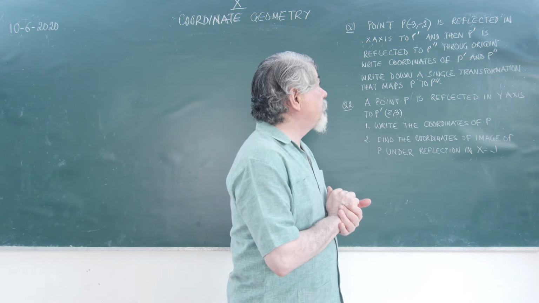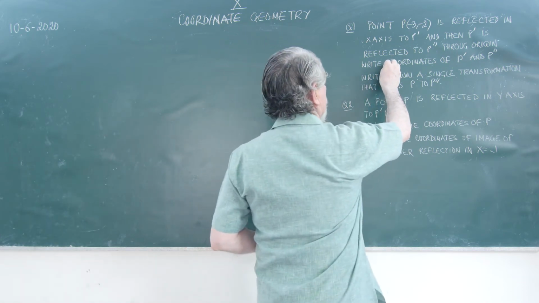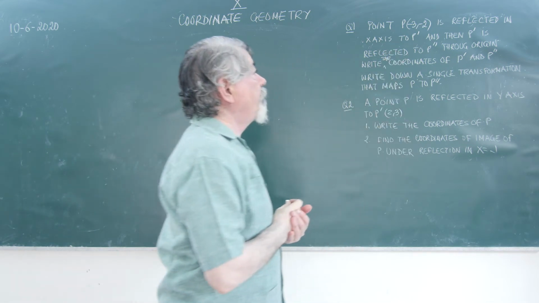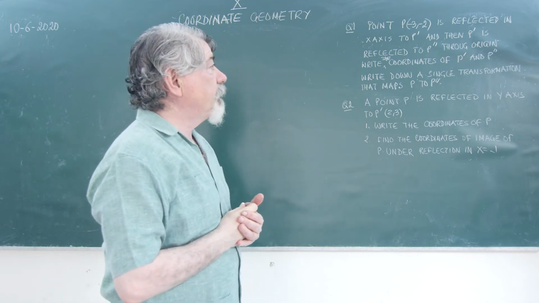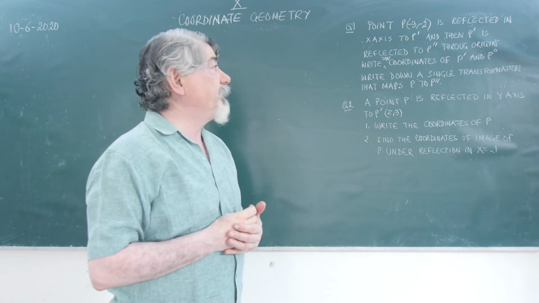He says write the coordinates of point P dash and P double dash. Write down a single transformation that maps P to P double dash.